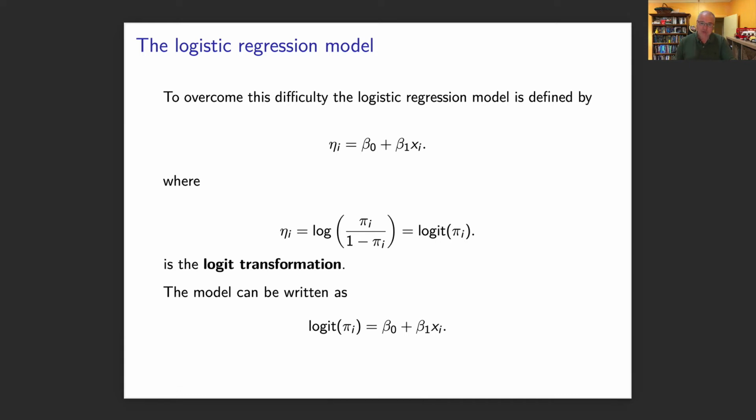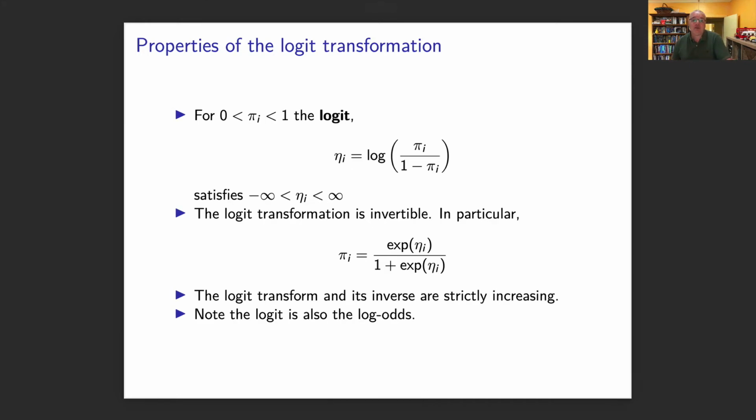Okay, so why did we do that? Well, the nice thing about the logit is, if pi i lies between 0 and 1, then eta can lie between minus infinity and infinity. So we've got a function that will map minus infinity to infinity, which is what our beta 0 plus beta 1 xi could equal. But that's going to lock pi i between 0 and 1. The other nice thing is it's invertible. If you rearrange this, pi i is the exponential of eta i over 1 plus the exponential of eta i.